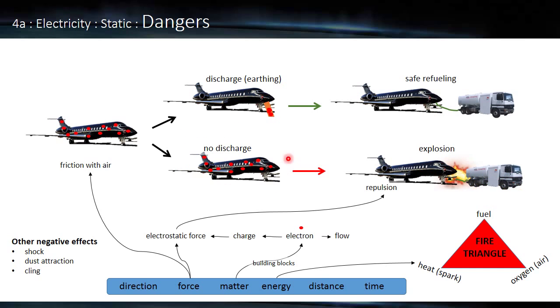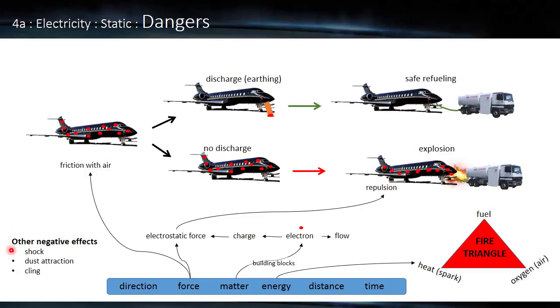However, if we don't discharge the plane and then we bring the nozzle up to the refueling point, we have a spark. The electrons want to get away, they dislike each other, they will very rapidly flow. Very high rate of flow gives rise to heat. So we've got heat there from the spark, so you'll get light and heat from that spark. We also have fuel and we also have oxygen in the air, and this is called the fire triangle, and we could get an explosion.